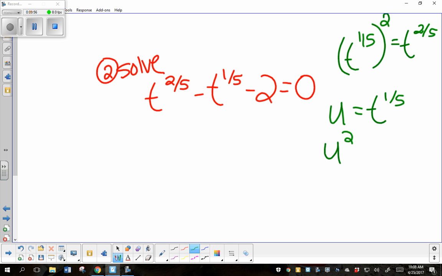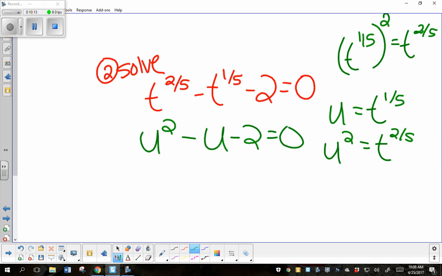So u squared is t to the 2/5, because if I square t to the 1/5, I multiply 2 times a fifth. That's 2/5. So this is just u squared, right? u squared minus u minus 2 equals 0. Okay, that looks nice so far.